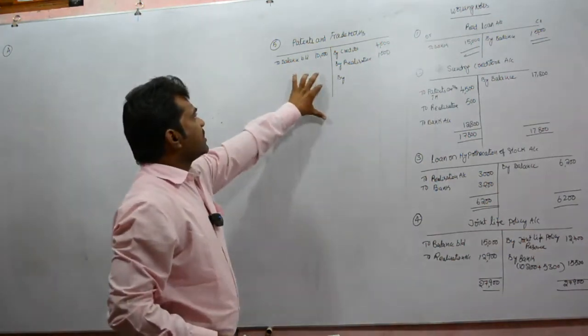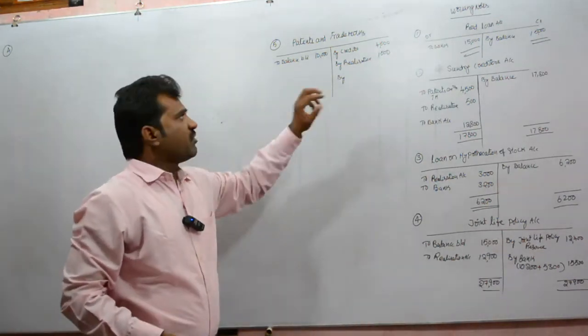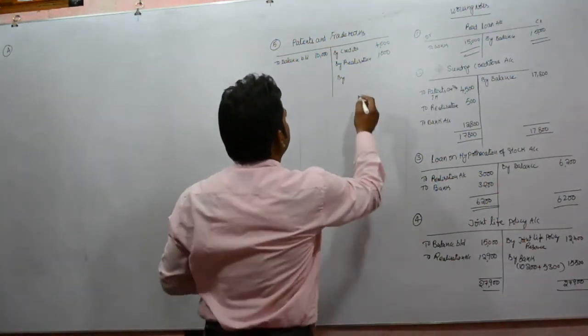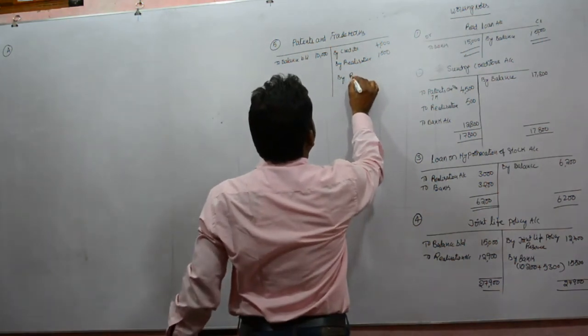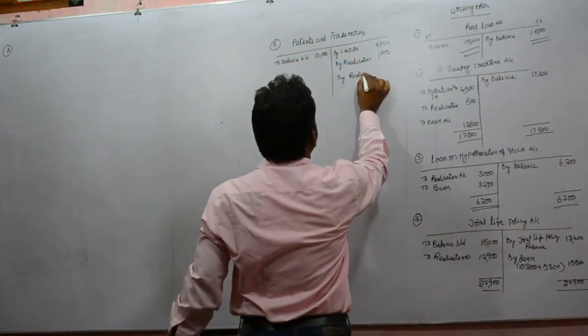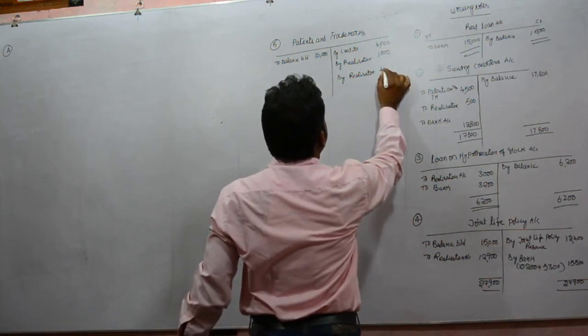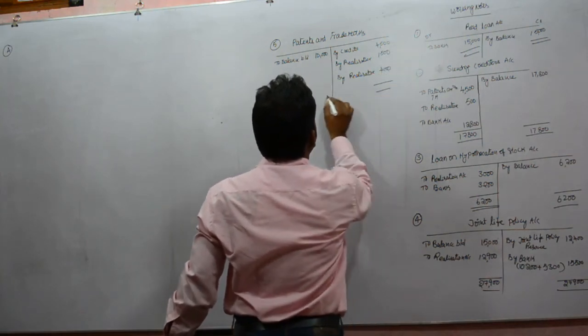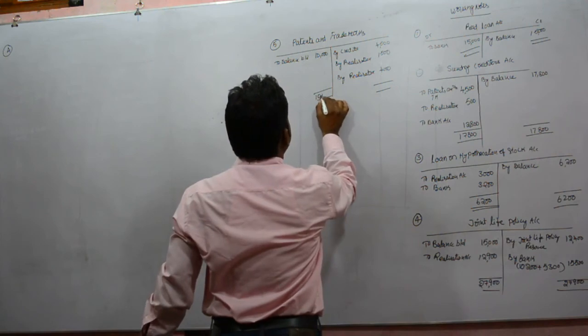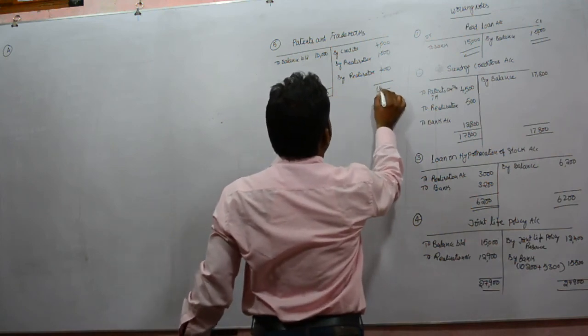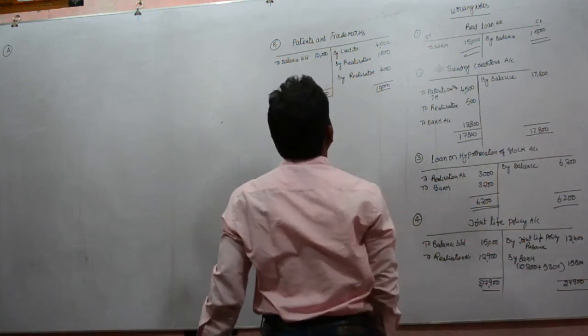Then total assets to be transferred to the realization account. What is the difference? 4,000 should be transferred to realization account. So 10,000, 10,000. Clear?